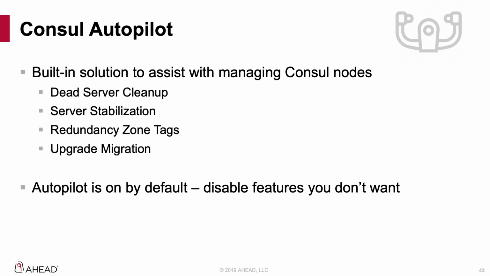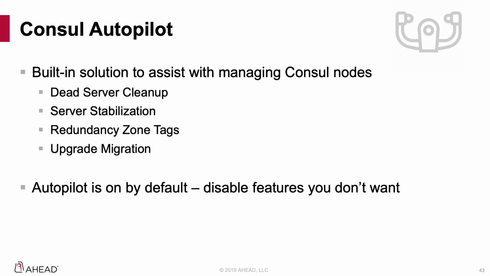So we want to make sure that we have voting members across all those different fault zones, so our Vault cluster will continue to live on if one of those fault zones goes down. We also have upgrade migration. I've got an example in here. If we were running Consul 1.3.0 and going to 1.4.0, it'll help ensure that the newer version doesn't get voting rights until there's an equal number of newer servers versus older servers. I've got an example on that in a minute.